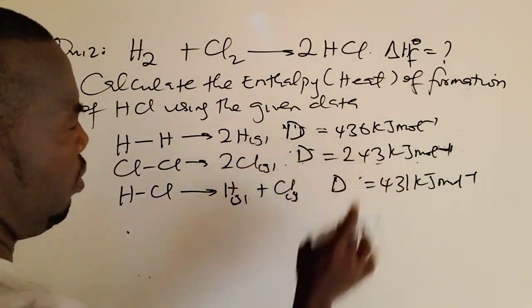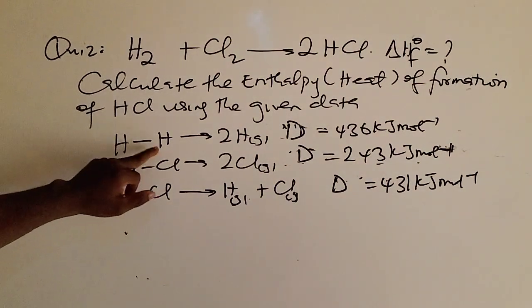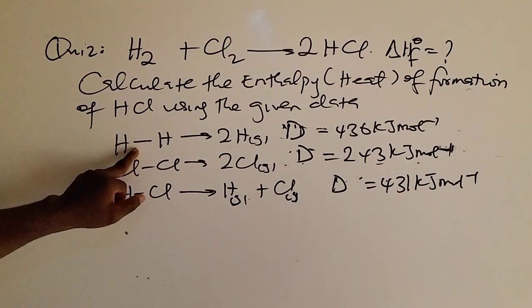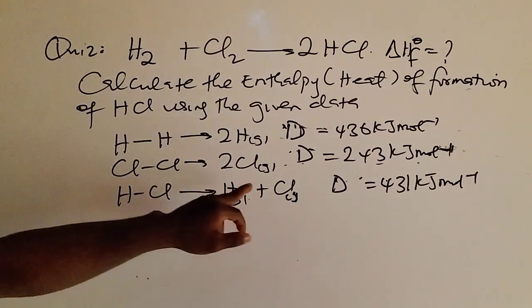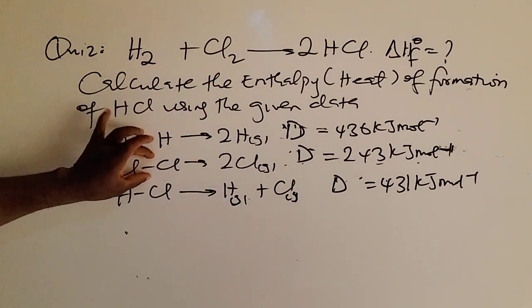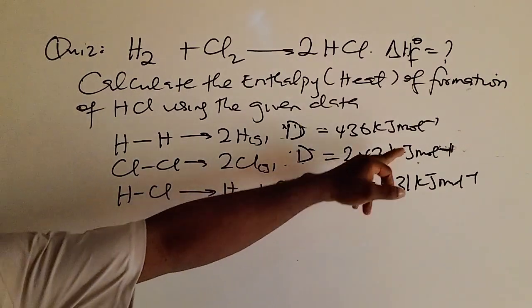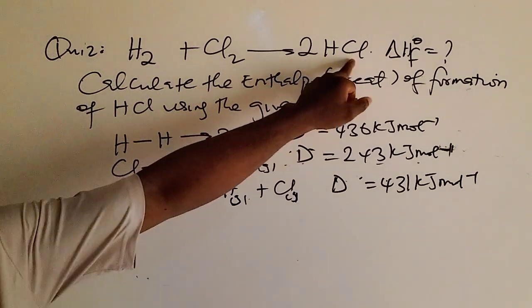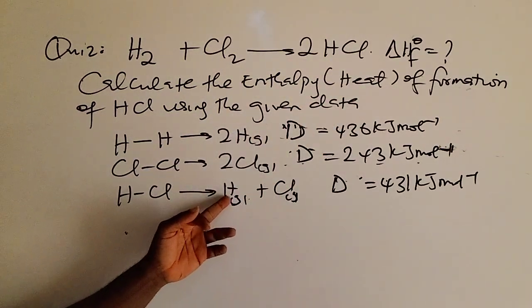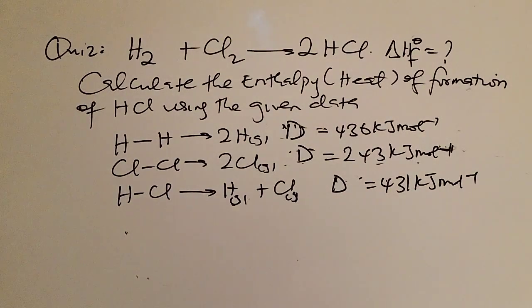So we have the bond dissociation energy. They are required to break the bond in the hydrogen molecule, these two hydrogen atoms there. We need 436 kilojoule per mole. The bond energy required to break a chlorine molecule into two atoms is 243 kilojoule per mole. Then the bond energy required to break the hydrogen and chlorine bond here into free hydrogen and chlorine atoms is 431 kilojoule per mole.